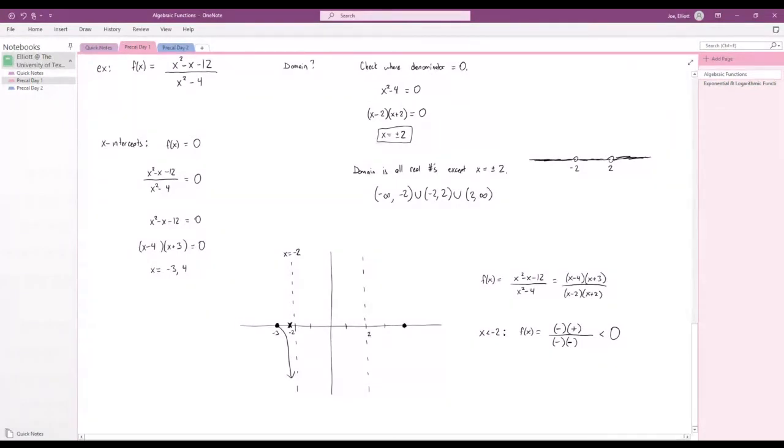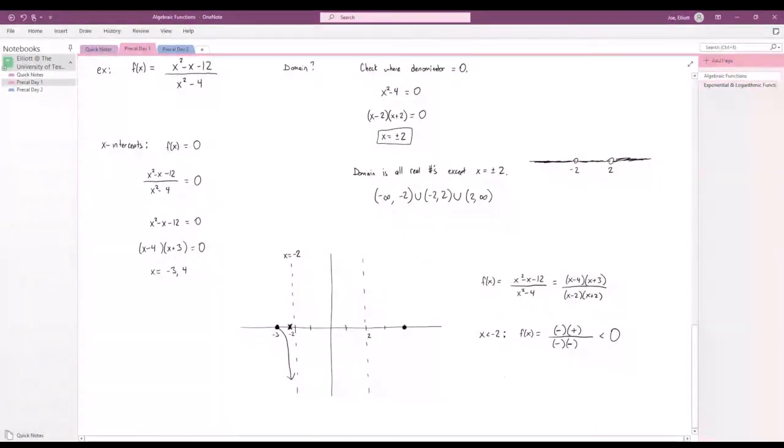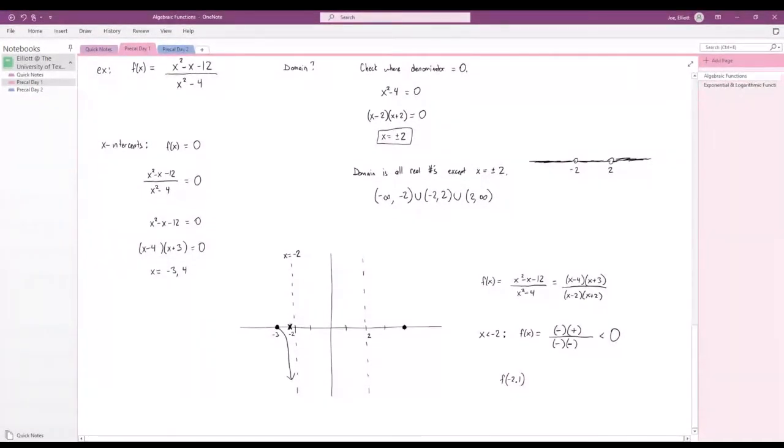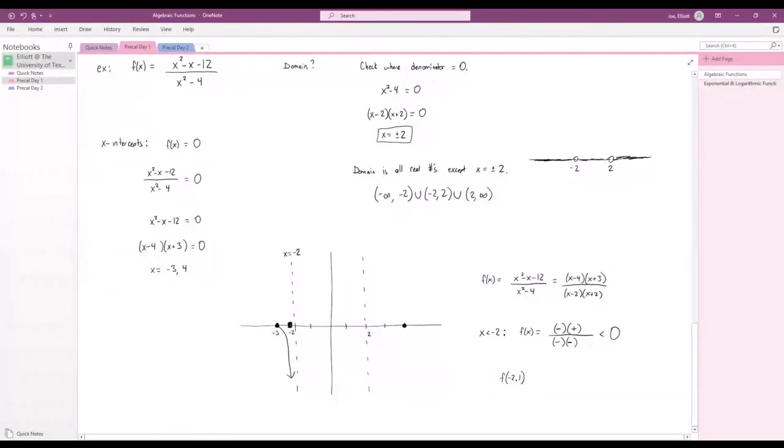Yep, no problem. So the idea is to figure out what's going on to the left of this vertical asymptote. I imagine plugging in a value that's to the left of -2 but close to it. So you can imagine using a specific number, something like -2.1. It's close to the vertical asymptote, somewhere to the left. And you think about plugging it into the function, I'm just trying to figure out whether it's going to be positive or negative.